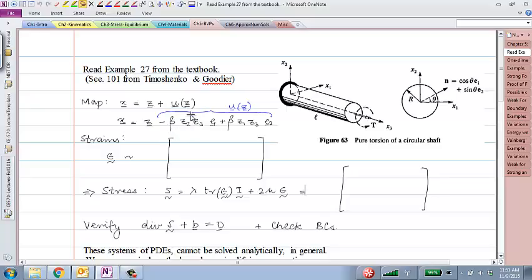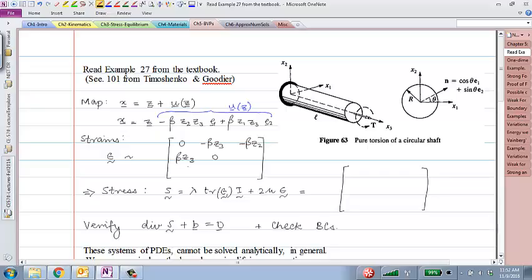Derivative of this with respect to Z1 is 0. Derivative of this with respect to Z2 is minus beta Z3, and with respect to Z3 it is minus beta Z2. Similarly, the second component, the derivative with respect to Z1, would be beta Z3.